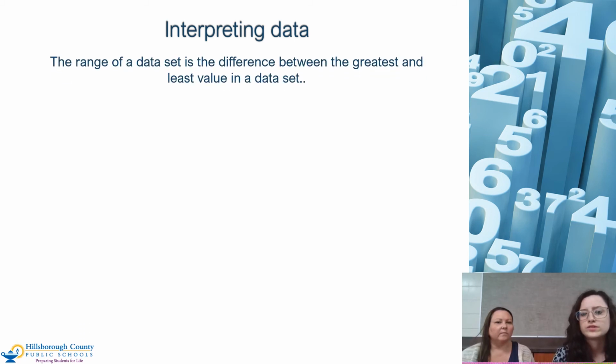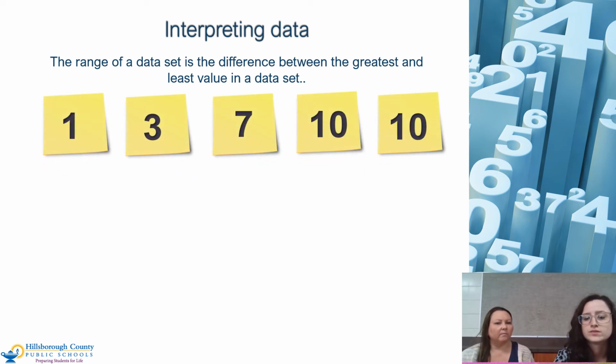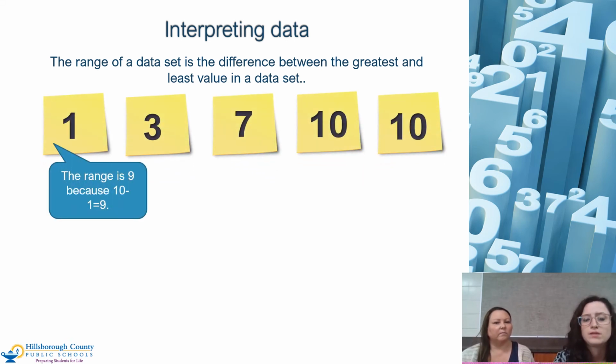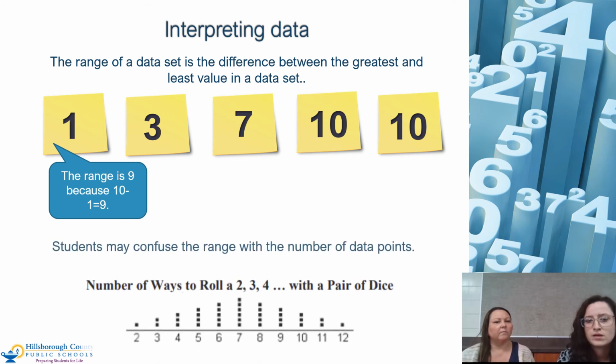So students are also expected to find the range of a data set, which is the difference between the greatest and the least value. So in this one, we have a 10 minus 1. Our greatest value is 10. Least value is 1. We subtract that. Our range would be considered 9.